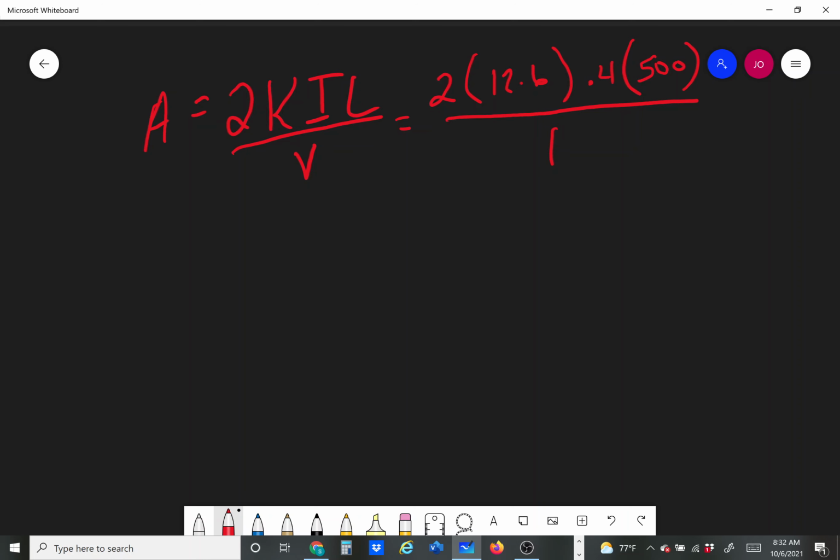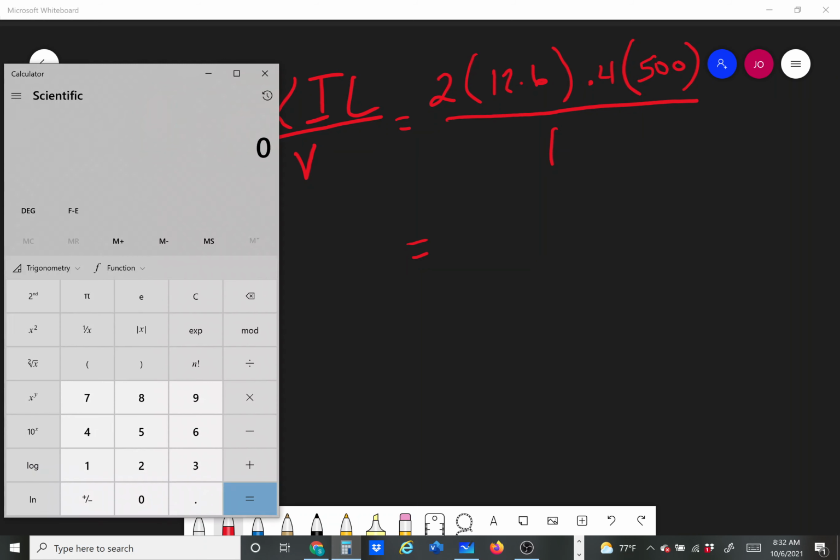Now this is a simple matter of plugging numbers into the calculator. So if we go, and I'll bring this one up on the calculator here, which I probably should have done on the last question. So 2 times 12.6 times 0.4 times 500 feet divided by 1. I don't have to do anything with that. I get 5,040 circular mil.